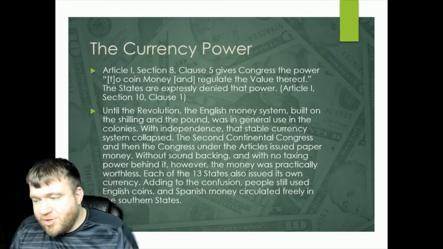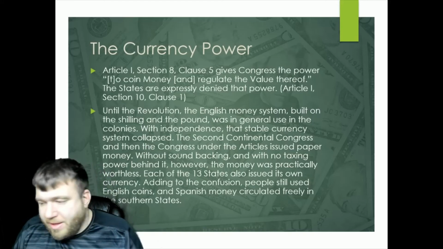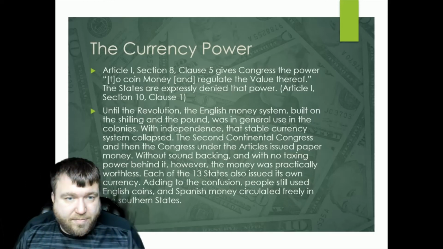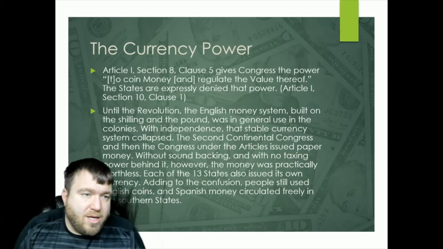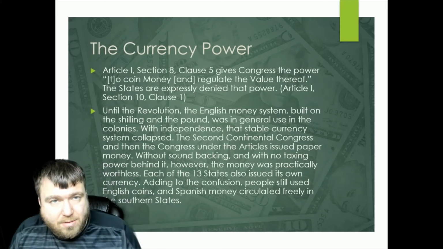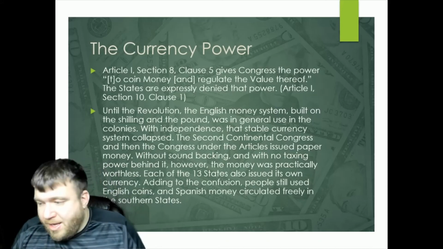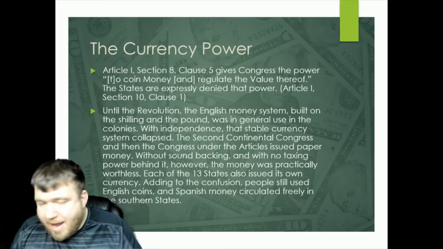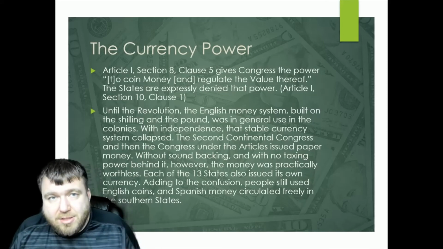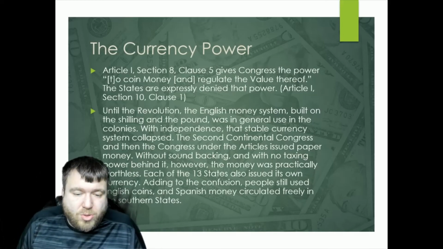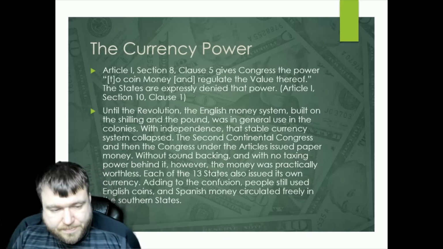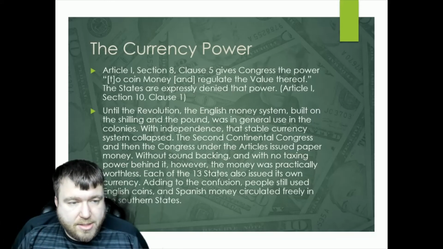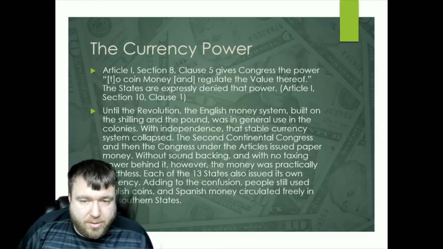Well, if you're traveling state to state, if you live in Pennsylvania and all of your money is Pennsylvania dollars, and then you go to New Jersey, well, how many Pennsylvania dollars is a New Jersey dollar worth? Or vice versa? How many New Jersey dollars is a New York dollar worth? How many Alabama dollars is a North Carolina dollar worth? It just ends with a lot of confusion, and that is why the states were denied that power later on.